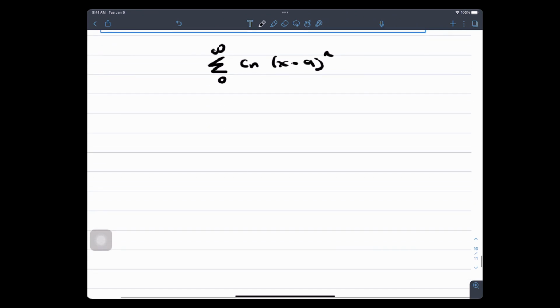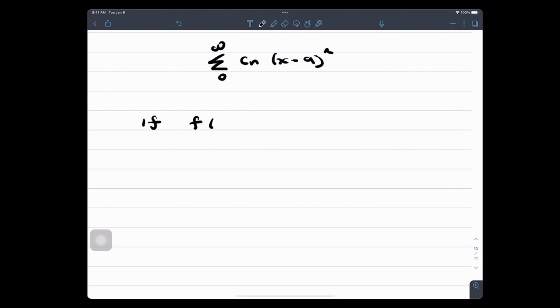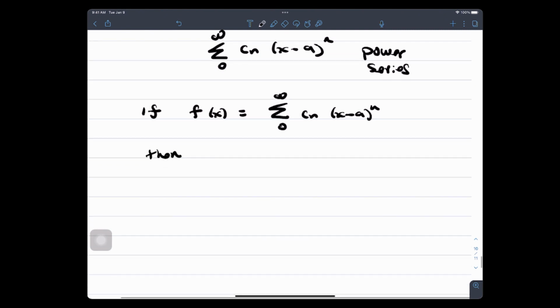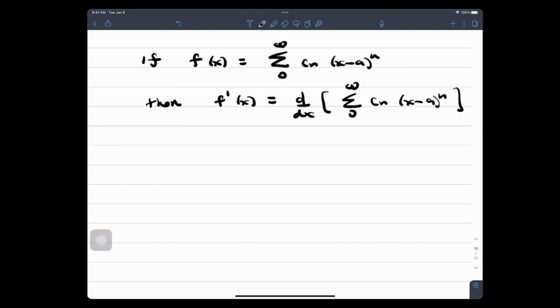So here's what they're saying here. If you can write f as a power series, so here's your power series definition about a, and then they say if you can write the function f as a power series, then guess what you can do? You can differentiate f prime of x. What this is going to do is give you other power series. So assuming you could write a function as a power series, then you could differentiate.